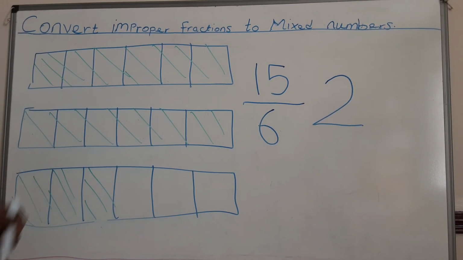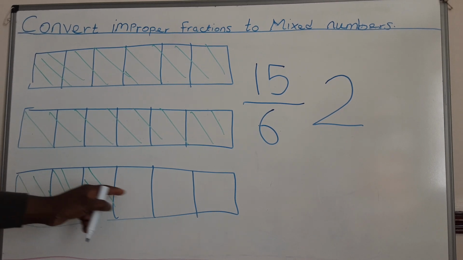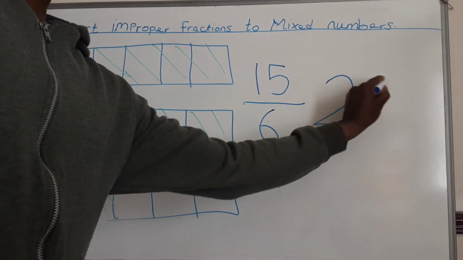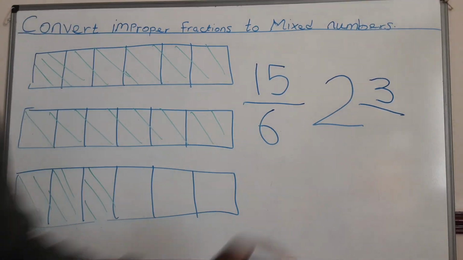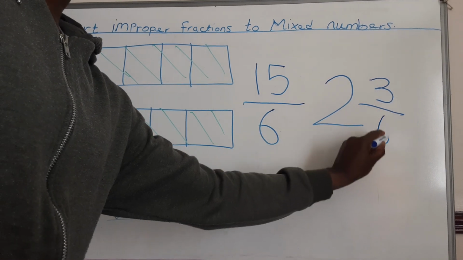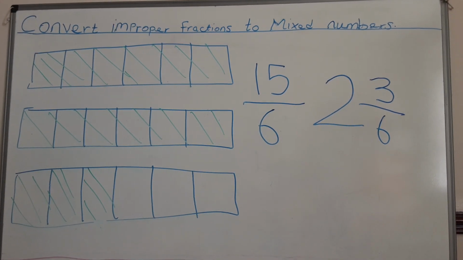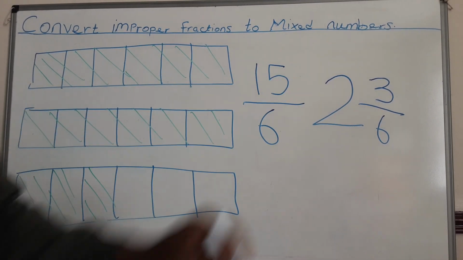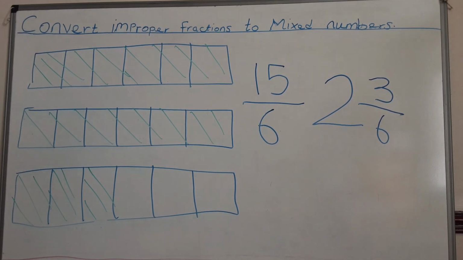And when we come to the third one, how many parts are being shaded? So we have 1, 2, 3. So we have 3 parts being shaded, and the bar is divided into 6. So we write our 6 here. And this is how we convert our 15 over 6 into a mixed fraction, which is 2 whole and 3 over 6.